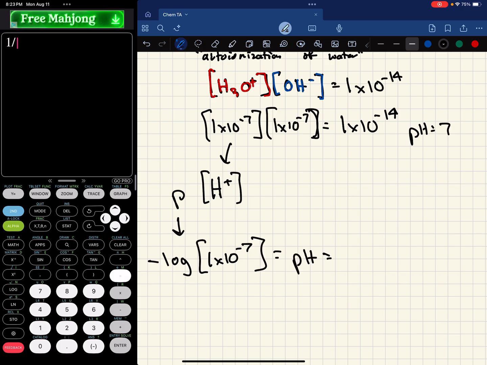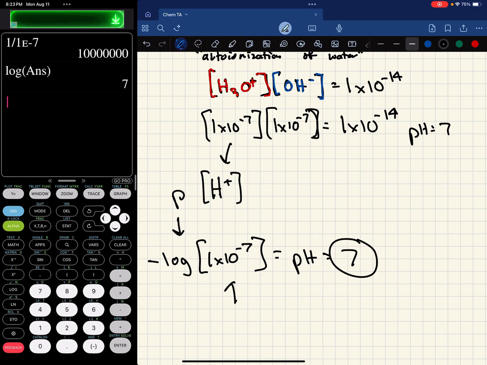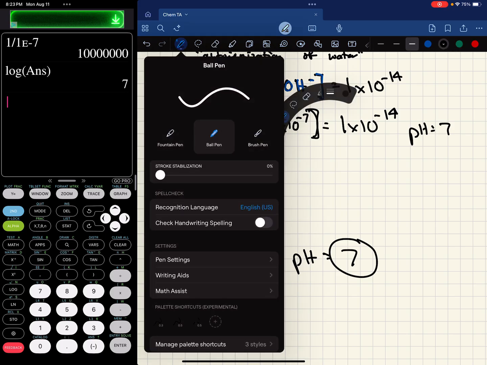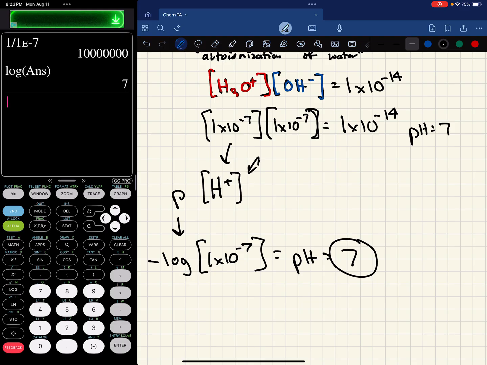Let's do, again, 1 divided by 1e negative 7. There we go. Okay, and then we're going to do the log of that, and we get 7. Okay, so there's our pH. The pH of neutral water when it's at this concentration is 7. Okay? If we were to add HCl to water, it's going to increase our H plus concentration.